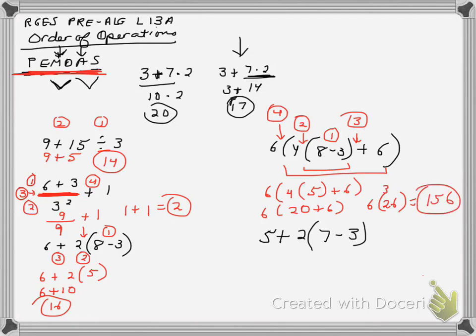Last one, do what's in the parentheses first, do this multiplication, do this addition. Hopefully this is becoming easier with every one we do. 5 plus 2 times 7 minus 3 is 4. Do my multiplication. 5 plus 2 times 4 is 8. And finally, my addition. So that's what you're going to be doing in 4.5, order of operations.